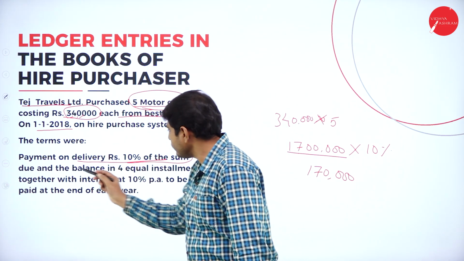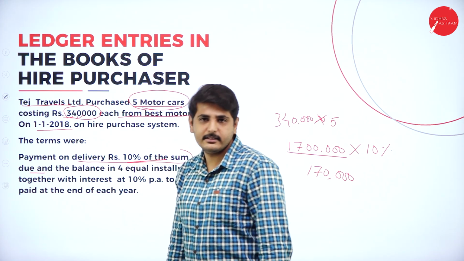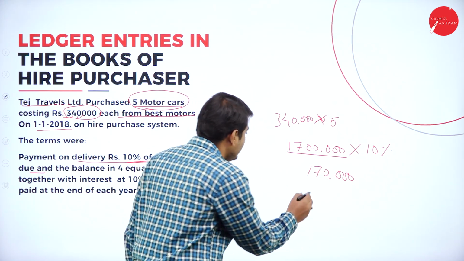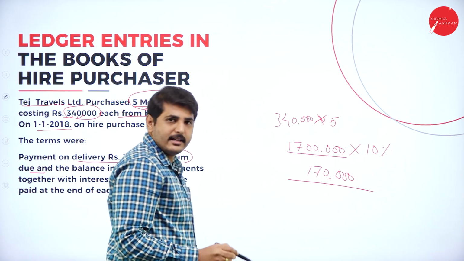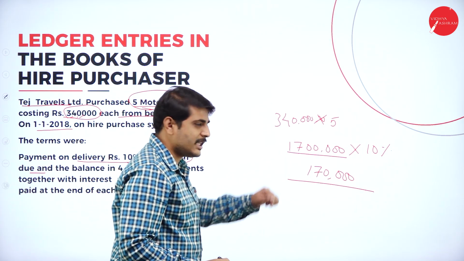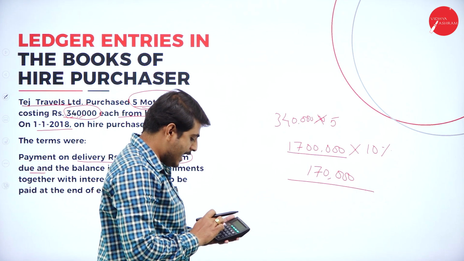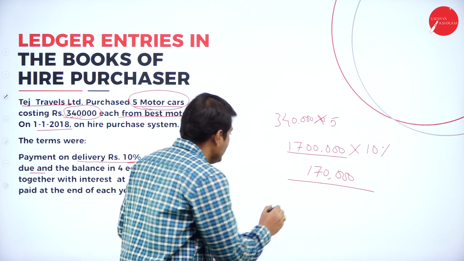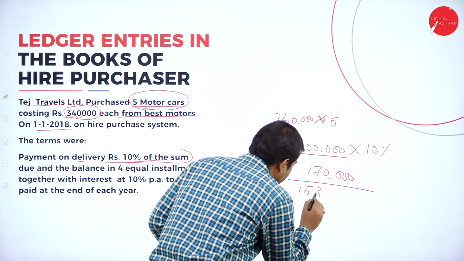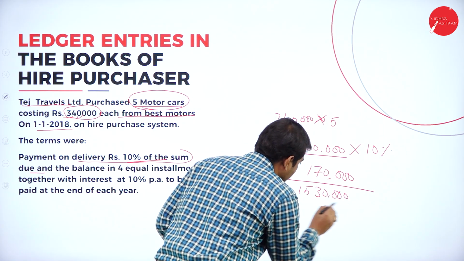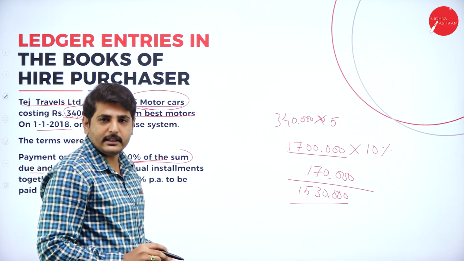Next one. And the remaining balance. What is the remaining balance? See, deduct this 1,70,000 from 17 lakh. How much will you get? So 17 lakh minus 1,70,000, you will get 15,30,000. You will get 15,30,000.